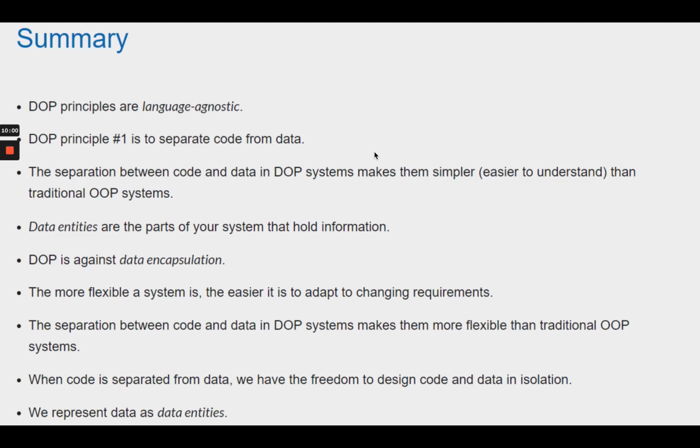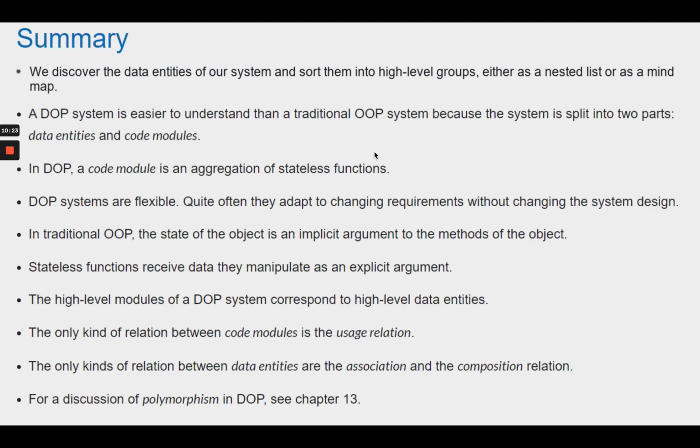The more flexible a system is, the easier it is to adapt to changing requirements. The separation between code and data in DOP systems makes them more flexible than traditional OOP systems. When code is separated from data, we have the freedom to design code and data in isolation. We represent data as data entities. We discover the data entities of our system and sort them into high-level groups, either as a nested list or as a mind map.